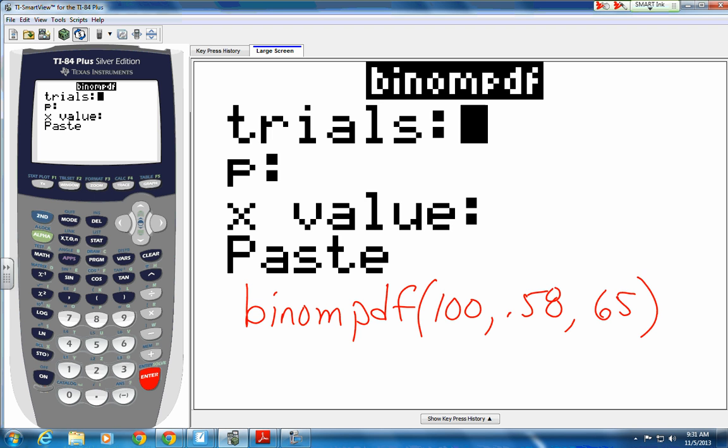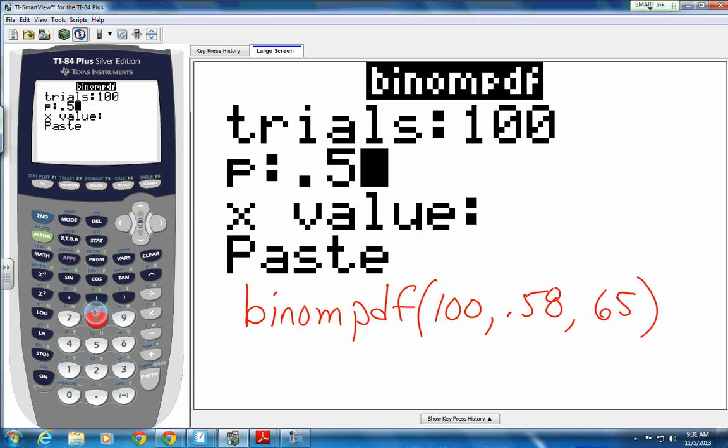Please realize if you switch the first and last number, it's going to get very confused because you're going to tell it has 65 trials and you're concerned about the 100th one. See how it might be very confusing for the calculator at that point. Okay, let me catch up right now. Does everybody have that one? So 100 trials. P is 0.58. X value that is of concern.